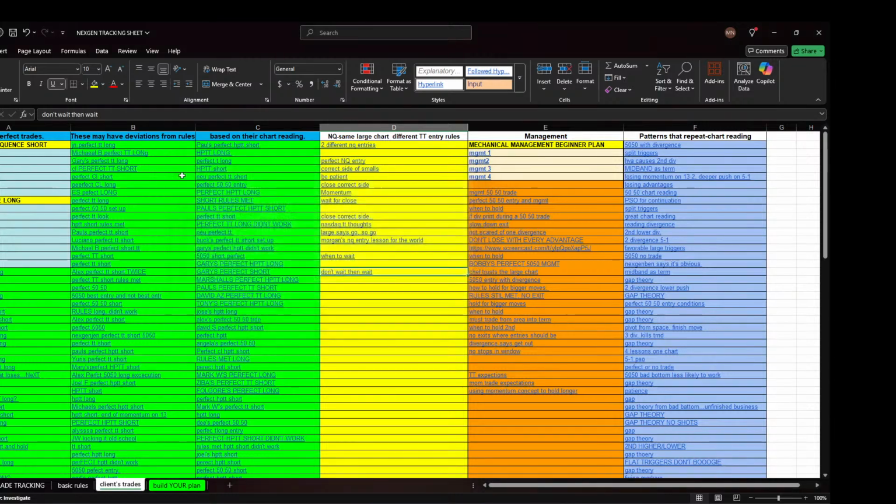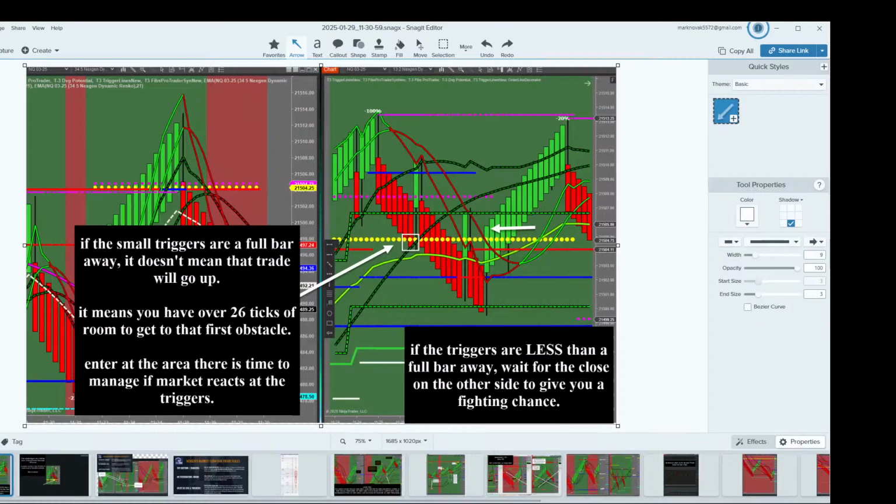Don't wait, then wait. That's what we'll call that one. Don't wait, then wait. So for those of you that are trading the NASDAQ, Kurt, I have you in here. Tony the Tiger, I believe you're doing it too. Does that make sense to you? If the small triggers are a full bar away, it's all right, get in, but you're going to have to manage if it starts coming back to you. There's no reason to lose here. And then it's the patience piece. And then sure enough, I love this picture. Man, Morgan, thank you.